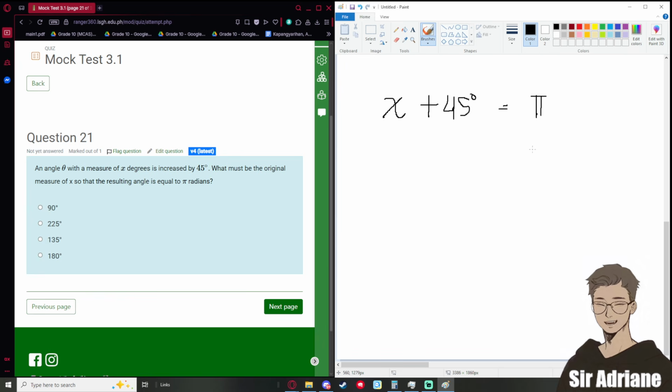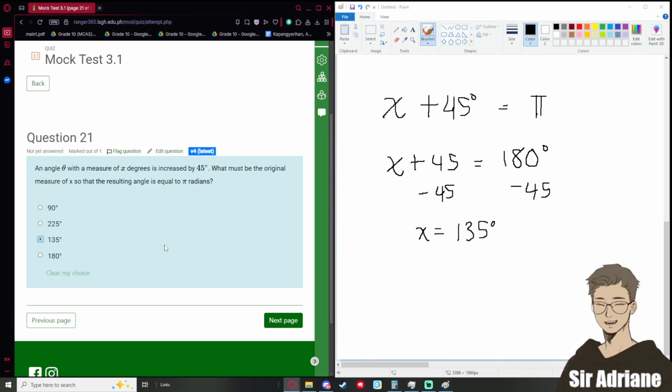Okay? So to solve for x here, we have to convert pi radians into degrees so that everything is in degrees. And you can also tell that by looking at the choices. They're all in degrees. To solve this, we have x plus 45 is equal to pi in degrees. We know that for every pi radians, there are 180 degrees. And now we solve for x here by subtracting 45 on both sides. We have x is equal to 135 degrees.